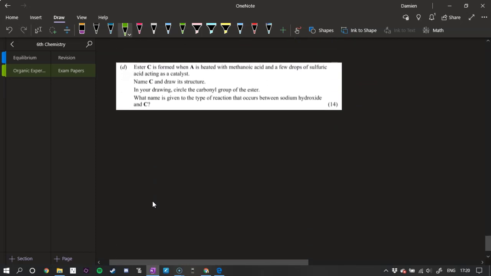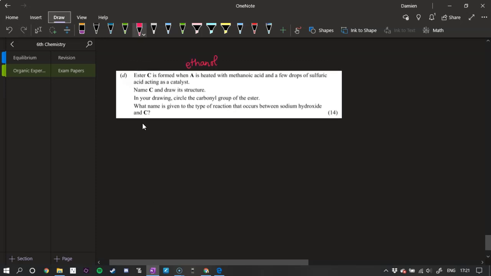Ester C is formed when A is heated with methanoic acid. So we'll just go back and write in what some of these are, and I'll be back in one second. A is ethanol, just have to go back and find that. And then it says ester C is formed when A is heated with methanoic acid. So we have A plus methanoic acid producing ester C. We know that A is ethanol, so you have ethanol plus methanoic acid, and it's going to produce your ester.